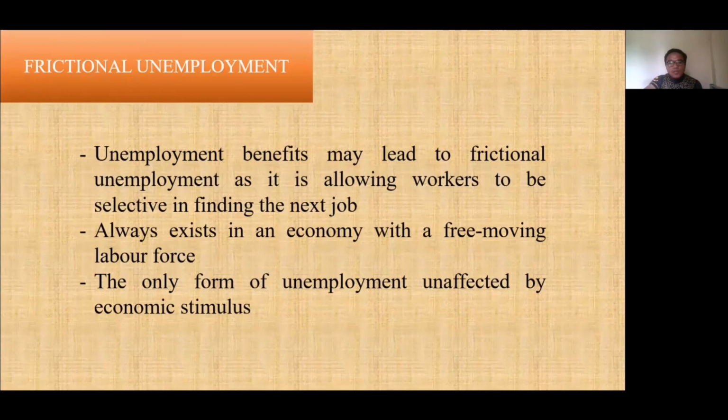And next, unemployment benefits may lead to frictional unemployment. It is allowing workers to be selective in finding a new job. Unemployment benefits may be given by the government because they want to assist those who are seeking jobs. And it always exists in an economy with a free moving labor force, and it is the only form of unemployment affected by economic stimulus.